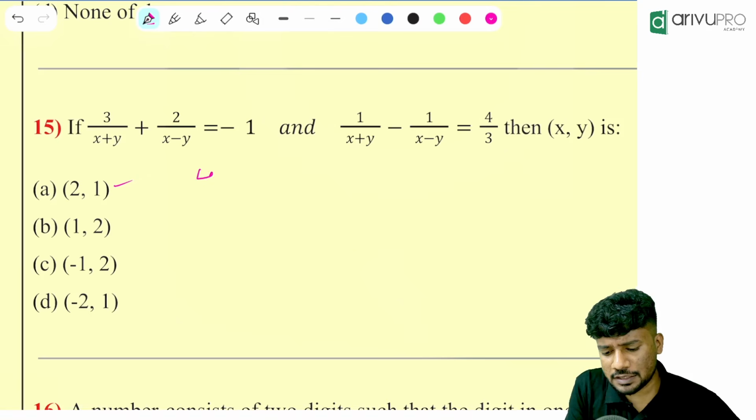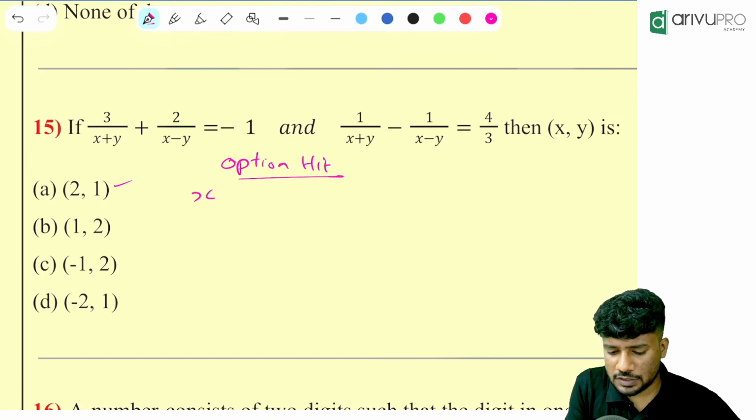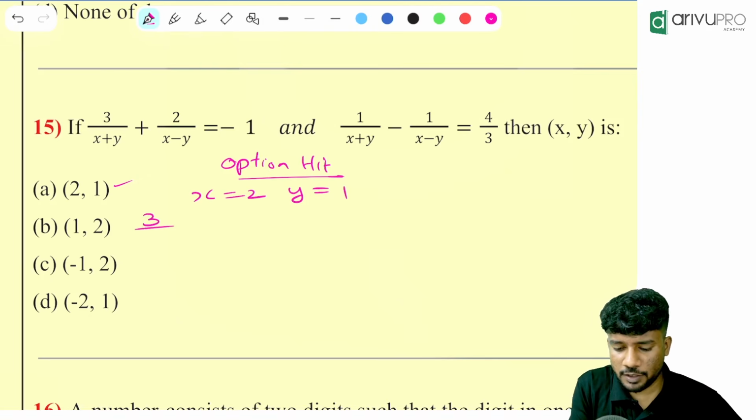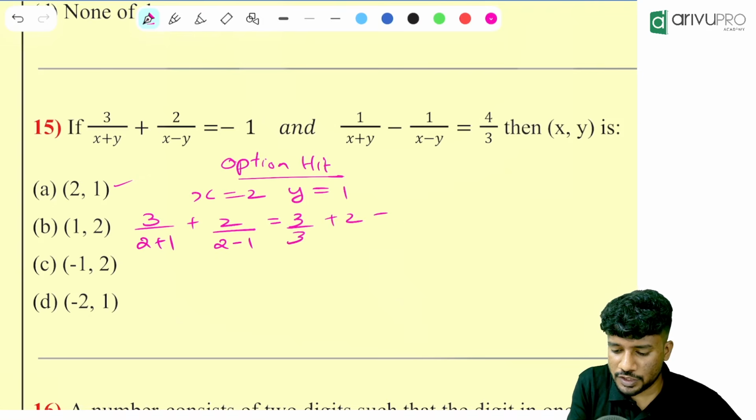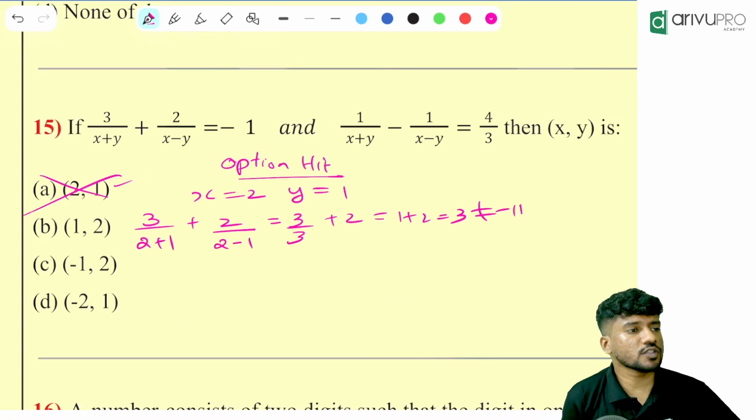That means let x is equal to 2, y is equal to 1. So 3 divided by 2 plus 1 plus 2 divided by 2 minus 1, which is equal to how much? 3 by 3 plus 2, which is equal to 1 plus 2, which is equal to 3, which is not equal to minus 1. That means option A is wrong.